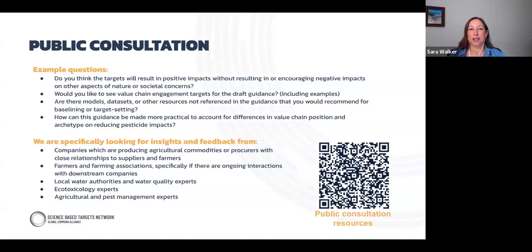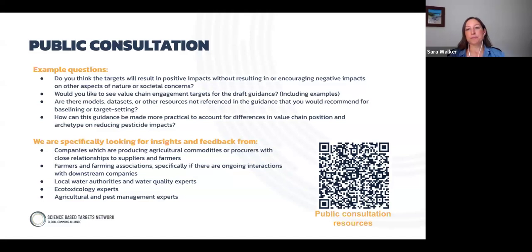So as part of the public consultation, we really welcome your input on this new toxic chemical guidance, and we hope to collect insights on a few specific topics, like how to manage potential trade-offs, for example, with respect to food security, whether we should add engagement targets, for example, to urge companies to support suppliers on impact reduction at priority locations, data sets and other resources that would strengthen this approach, and opportunities to increase practicality while, of course, maintaining scientific rigor.